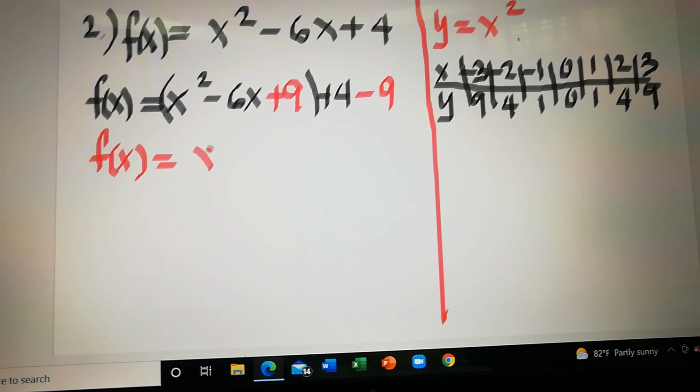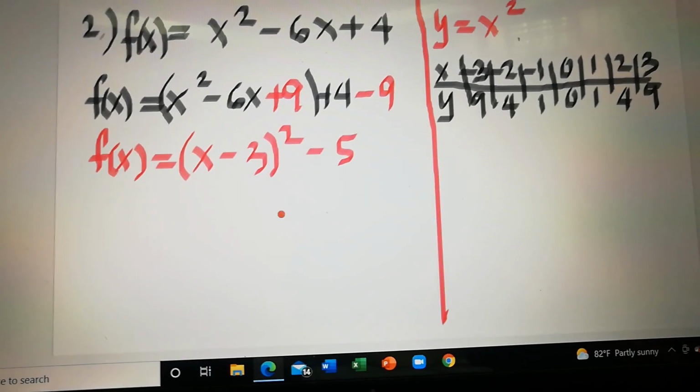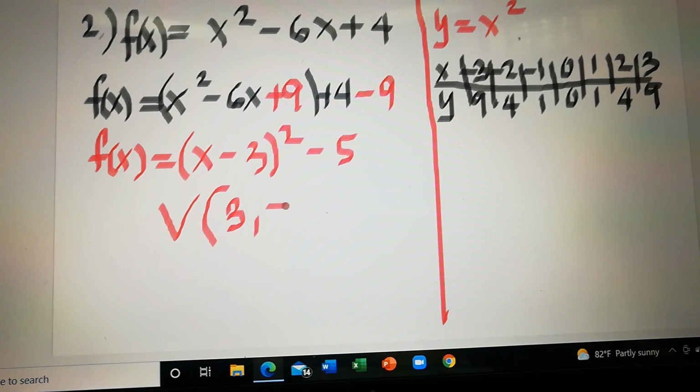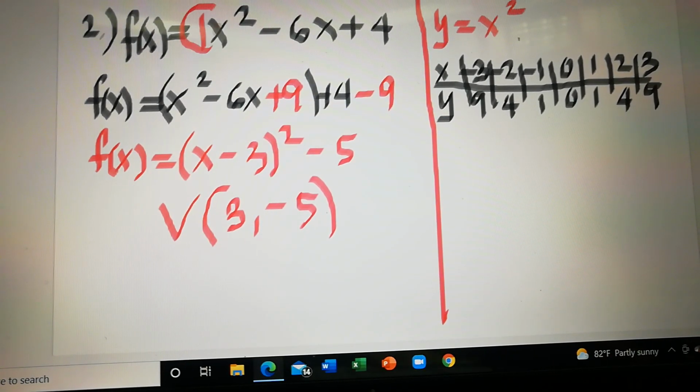So x minus 3, squared, minus 5. Meaning the vertex is at 3 and negative 5. Okay, so since the value of a is equal to 1, then you will use the plus 1, plus 3, plus 5 to find the values of the function.